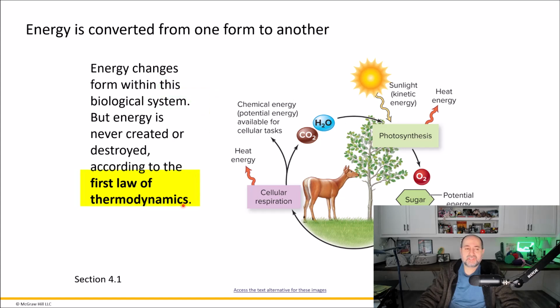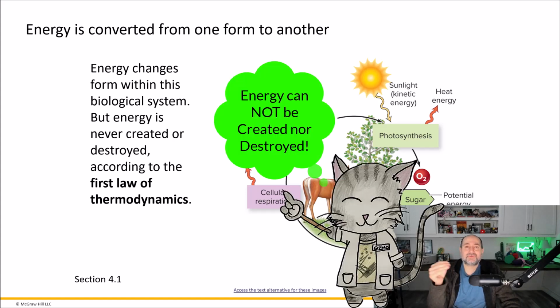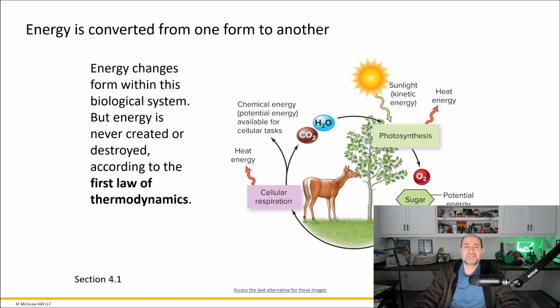You should know the first law of thermodynamics for sure. You should know for sure that energy can neither be created nor destroyed. Energy can be converted, energy can be transferred or transformed, energy can be conserved, but energy cannot be created nor destroyed. You should definitely know that. In fact, that's the first law of thermodynamics, that energy cannot be created nor destroyed.